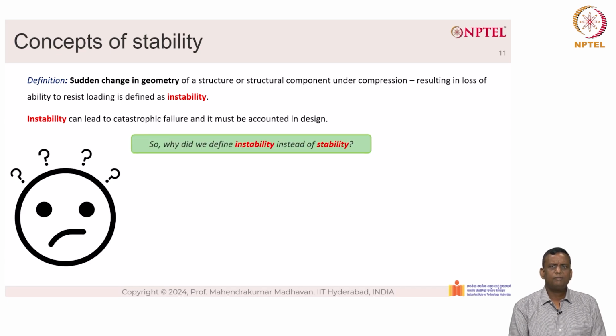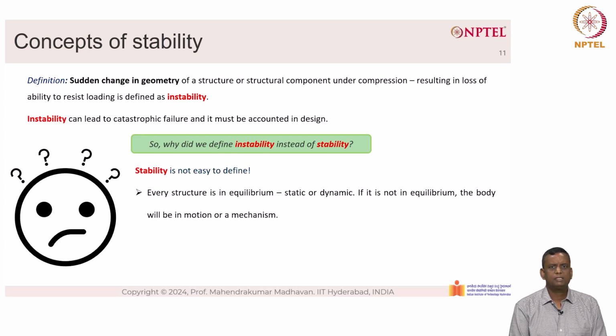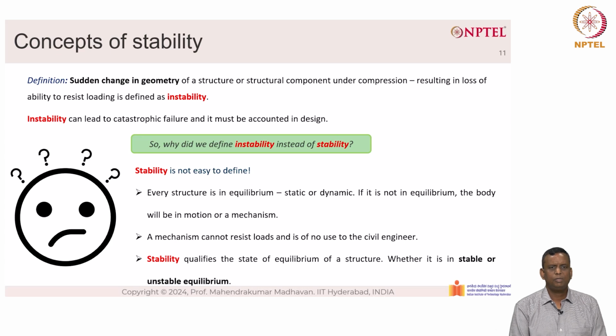So why did we define instability instead of stability? Because stability is not so easy to define. Every structure is in equilibrium, whether it is in static or dynamic condition. If it is not in equilibrium, the body will be in motion or a mechanism will happen. A mechanism cannot resist loads and is of no use to a civil engineer. So stability qualifies the state of equilibrium of a structure, whether it is in stable or unstable equilibrium.